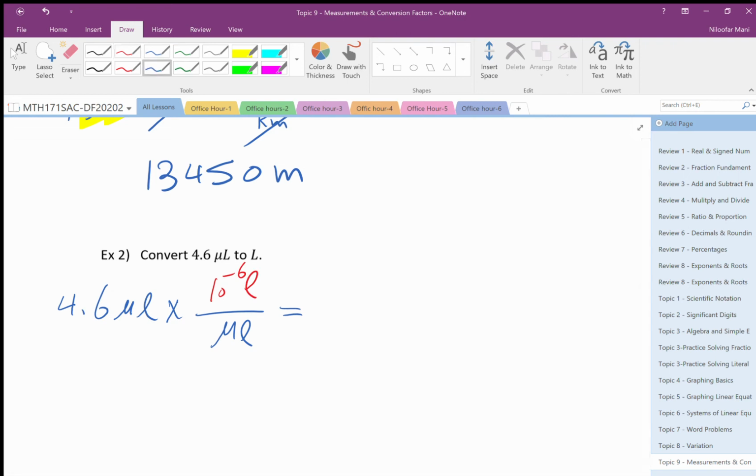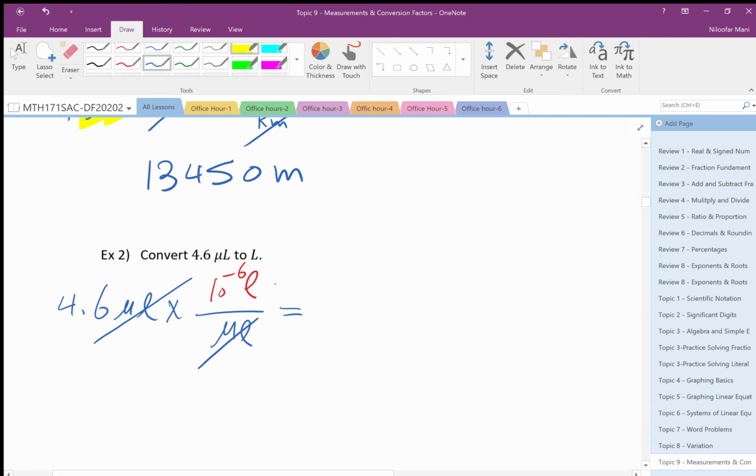So can I cancel? Yes, I cancel this and this. What is left? Yes, these are left. If I see something else is left, if I see something extra is left, then I made a mistake. I have to see just liter. Otherwise, I made a mistake.